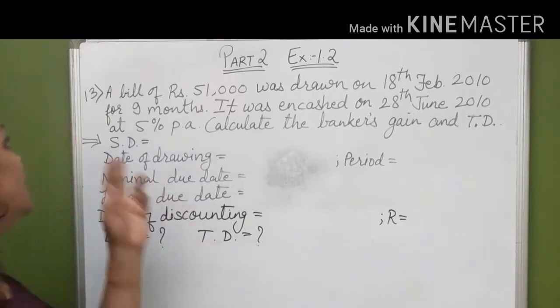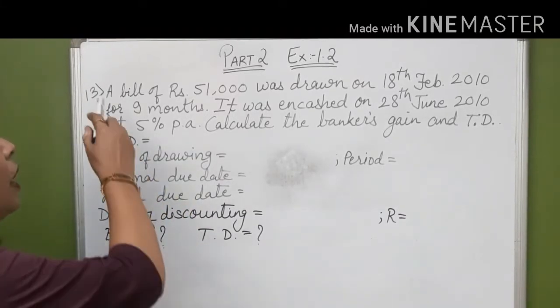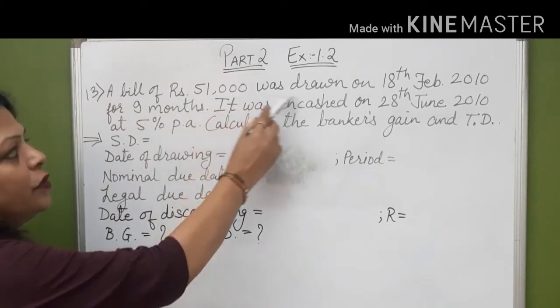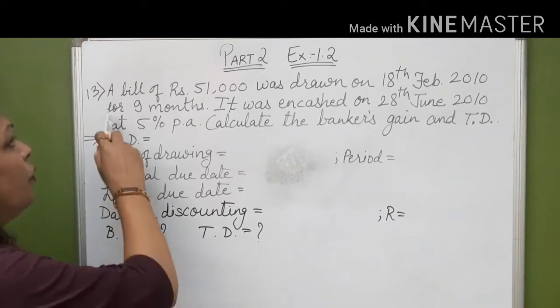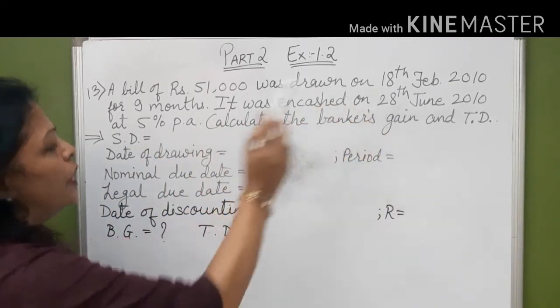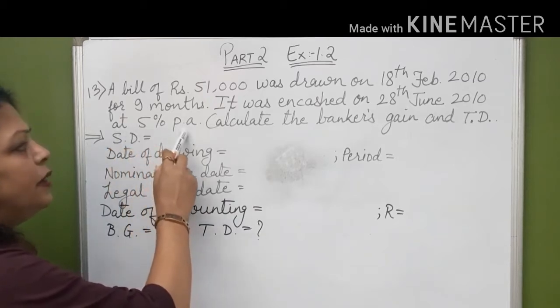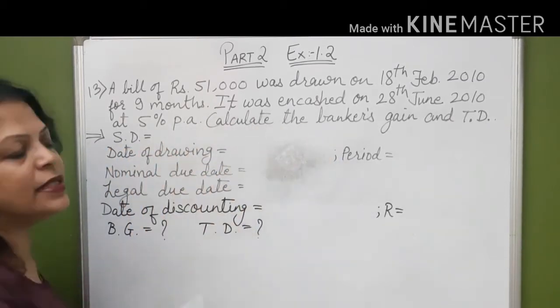Okay students, let us start with the 13th sum of exercise 1.2. A bill of rupees 51,000 was drawn on 18 February 2010 for 9 months. It was encashed on 20th June 2010 at 5% per annum. Calculate the banker's gain and true discount.